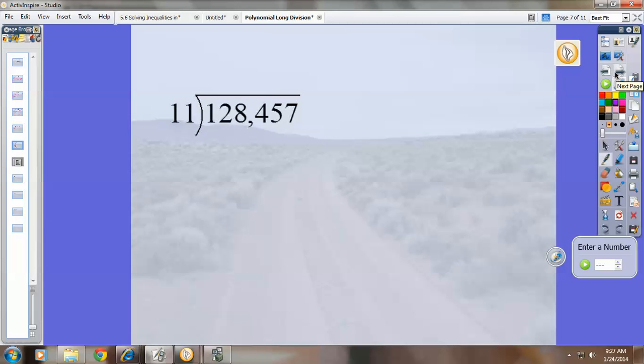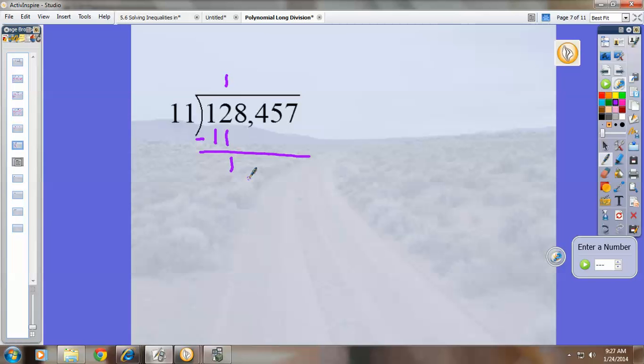Let's do one more, because I want to make sure you guys are really good at this long division before we start doing it with polynomials. Because it's the same thing, just with polynomials. So 11, does 11 go into 1? No. Does 11 go into 12? Yes. How many times? Once. So 1 times 11 is 11. Then we'll subtract. 12 minus 11 is 1.